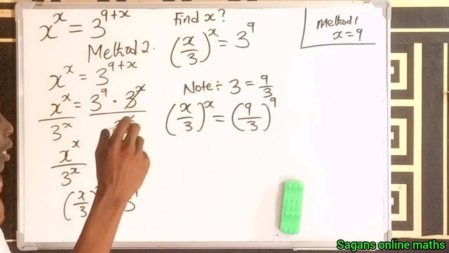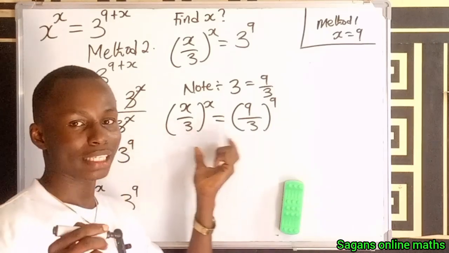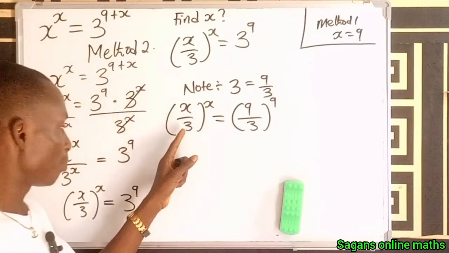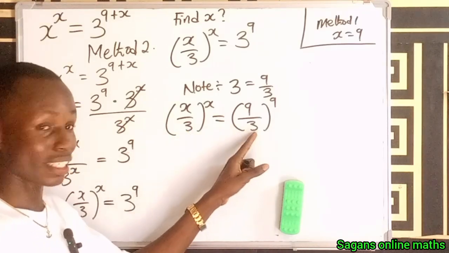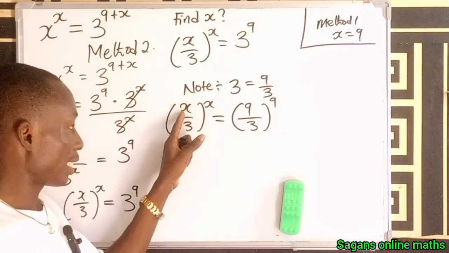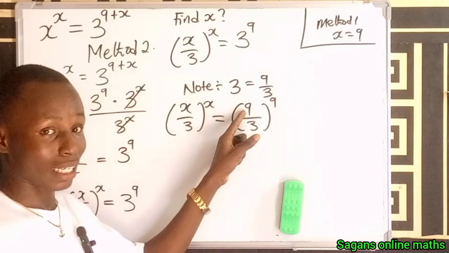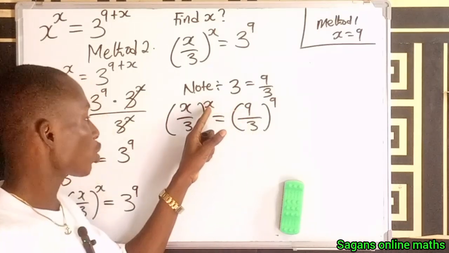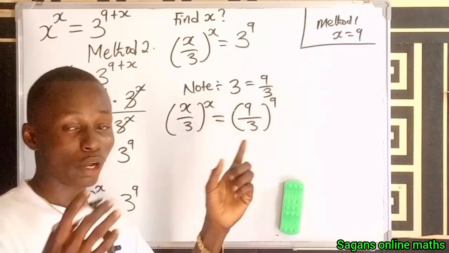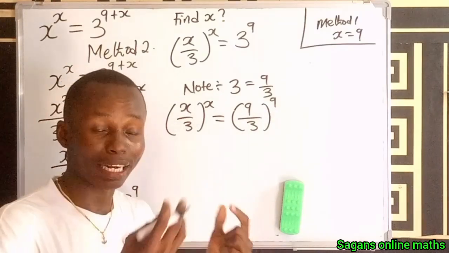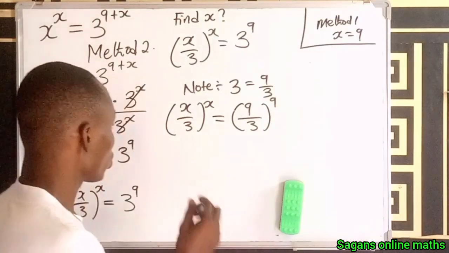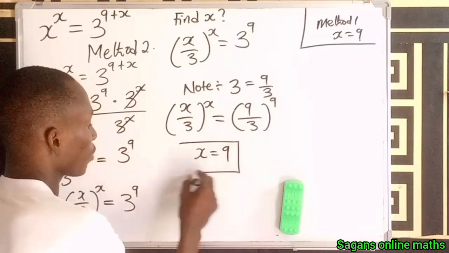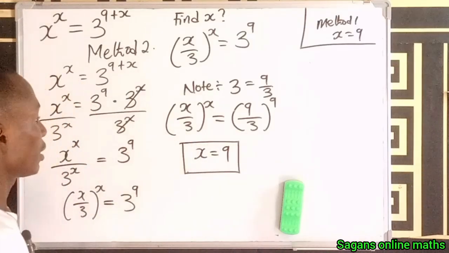9. Now, by comparing the left-hand side with the right-hand side, we all agree that the value of x is 9, right? Because the denominator here is 3, and the denominator here is 3, they are equal. The numerator here is S, the numerator here is 9. What makes us agree that the value of S is 9 is because the power here is also x, the power here is also 9. So by comparing the left-hand side with the right-hand side, we all agree that the value is 9. And this is the only value that satisfies this equation.